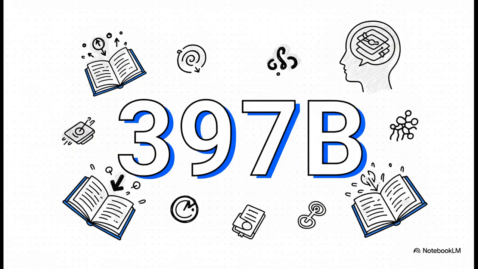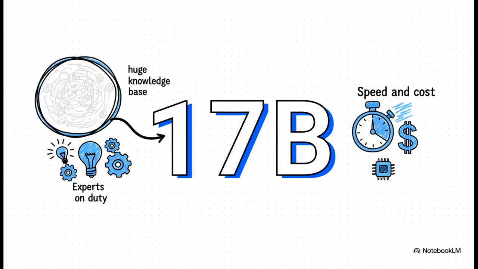And just to give you a sense of the scale we're talking about, the main Qwen 3.5 model has a massive library of knowledge, clocking in at 397 billion parameters. This is what gives it that frontier-level intelligence. But here's the kicker. This is the really clever part. While its total knowledge base is absolutely enormous, for any given task, it only ever activates about 17 billion of those parameters, just the experts on duty.